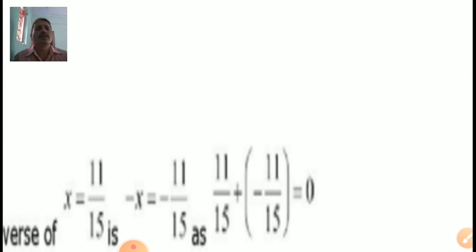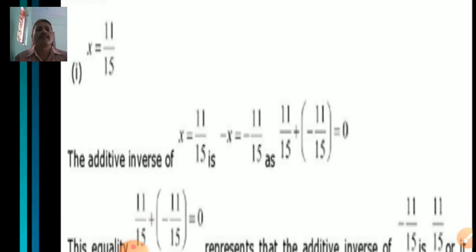Now look at question number 3. Verify that minus of minus x is equal to x. There are two sides, left side and right side, that we have to check. See, student, the question is here. You can find that x is equal to 11 upon 15. Okay, so x is equal to 11 upon 15. We have to take minus of minus x. So in the place of x we can put 11 upon 15.